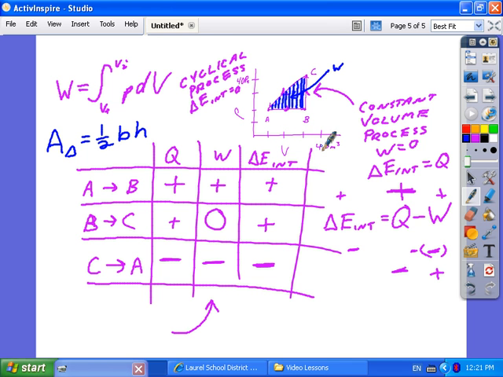The base of this, if this scale is set to be 4 meters cubed across the bottom, it takes up half of that, so that is 2. This takes up half of the 40, which would be 20. 2 times 20 is 40. 1/2 of 40 is 20 joules of work.